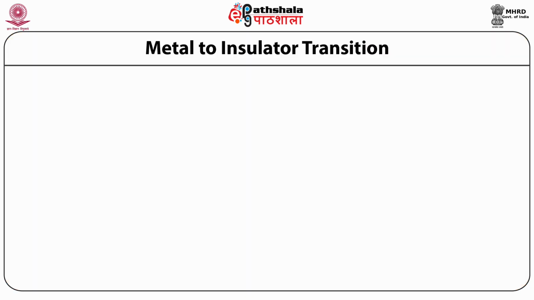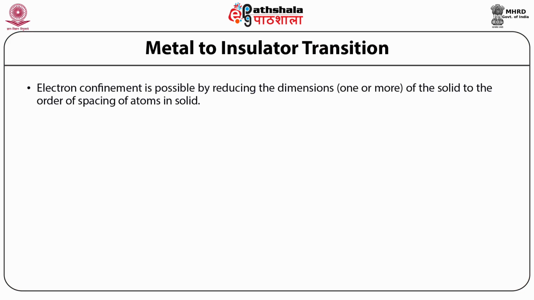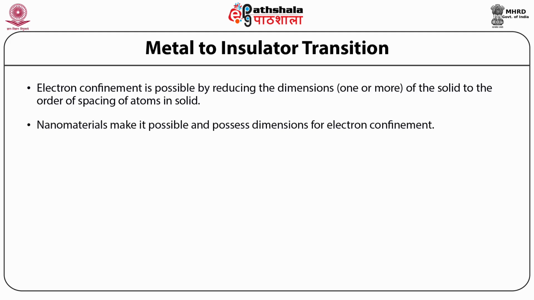Metal to insulator transition. Electron confinement is possible by reducing the dimensions of the solid to the order of spacing of atoms in the solid. So students, it is possible with nanomaterials, which possess the dimensions for electron confinement.